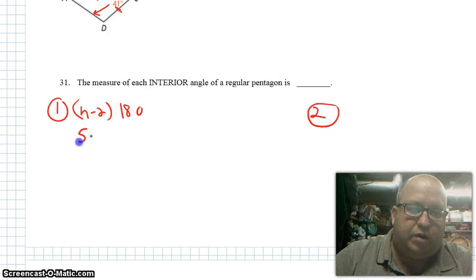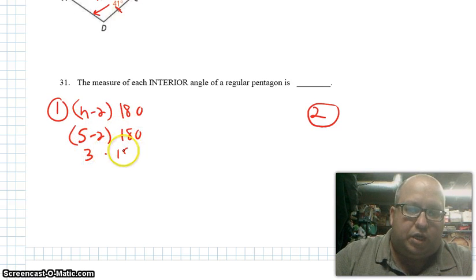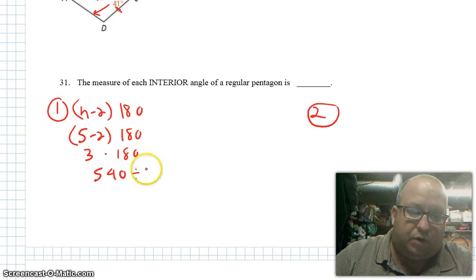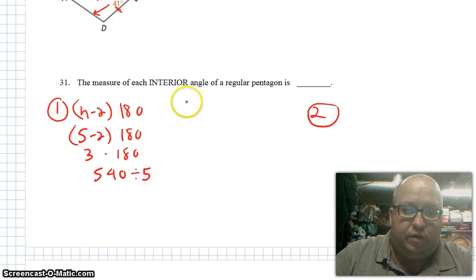We'll put 5 in there. 5 minus 2 times 180. That's 3 times 180, and that's 540. Now, if we want to know how big each angle is, because that's the sum total, we'll divide by 5.